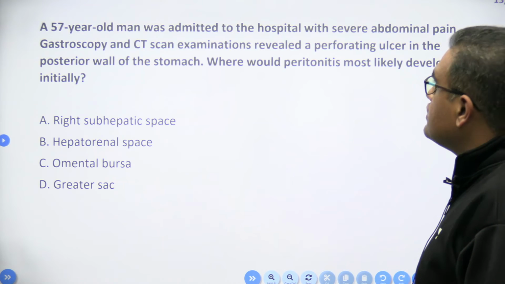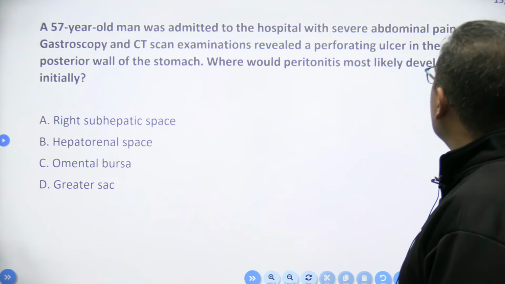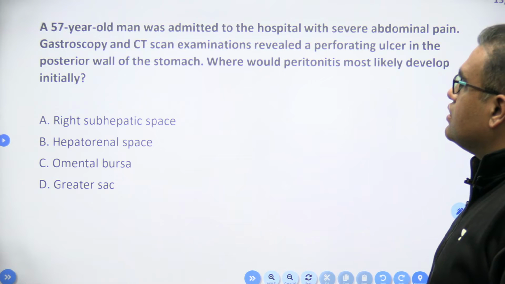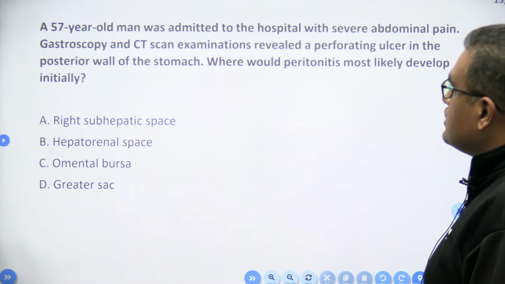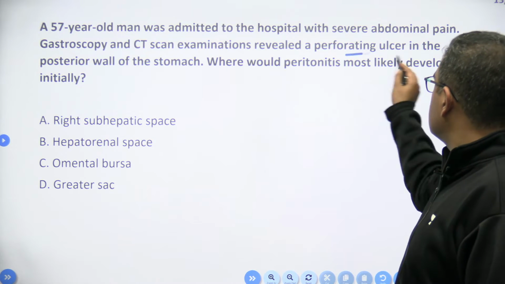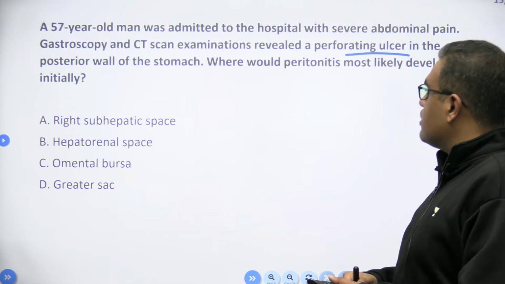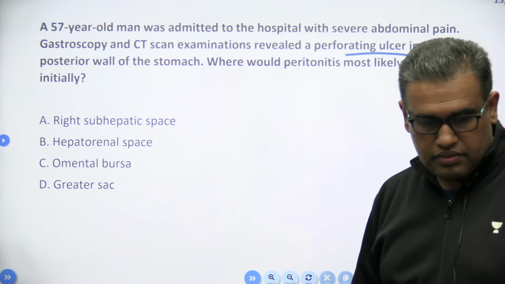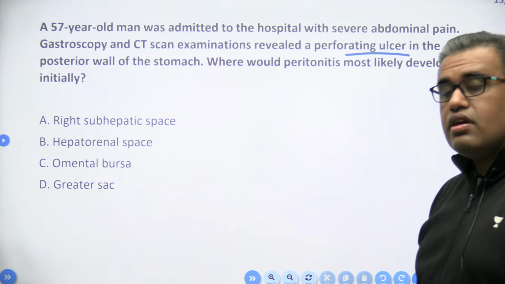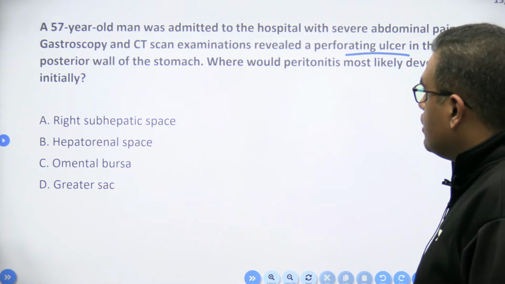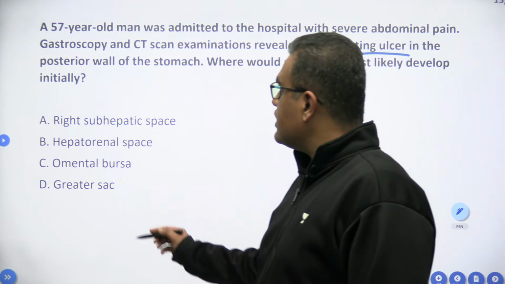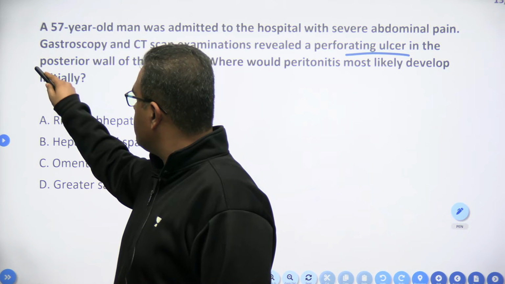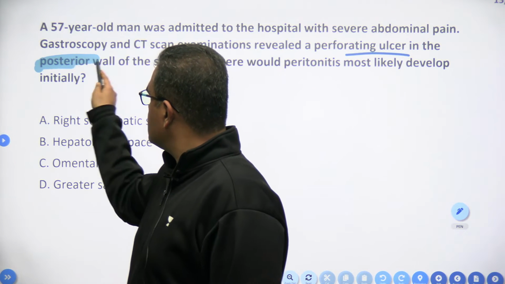Just a second. Yeah. A 7-year-old admitted to the hospital with severe abdominal pain. Gastroscopy and CT examination reveals a perforating ulcer in the posterior wall of the stomach. Where would peritonitis most likely develop initially? That's the question. There is a perforating ulcer in, not the anterior, but the posterior wall. That is the main part of the question. It is in the posterior wall of the stomach.